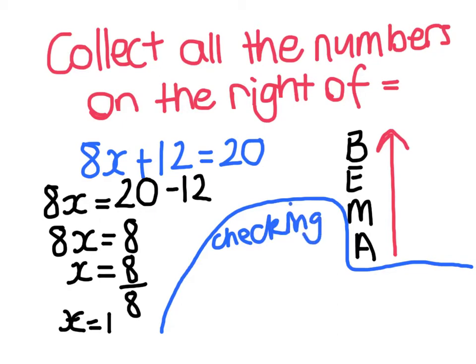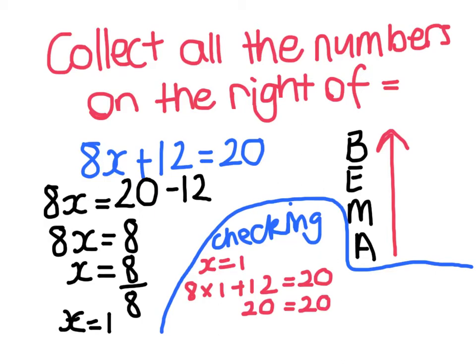We're going to substitute in x equals 1 in that original equation. So we're going to say 8 times 1 plus 12 equals 20. 8 times 1 is 8, plus 12 is 20. So 20 equals 20. Both sides are matching, therefore we know that what we've done back here is correct. Hope that makes sense.